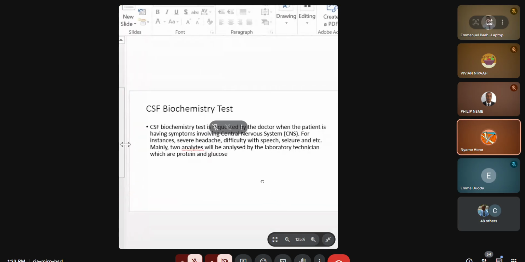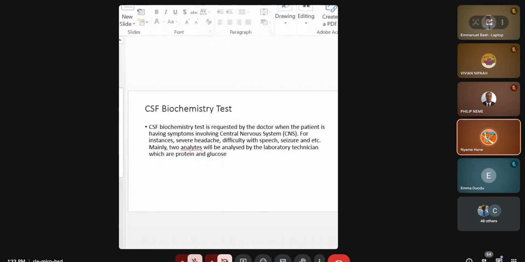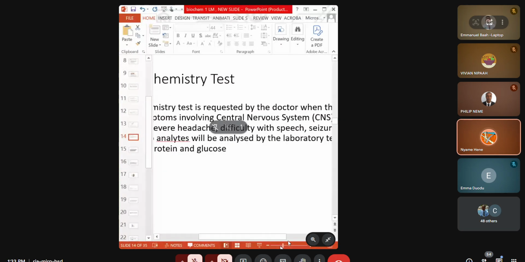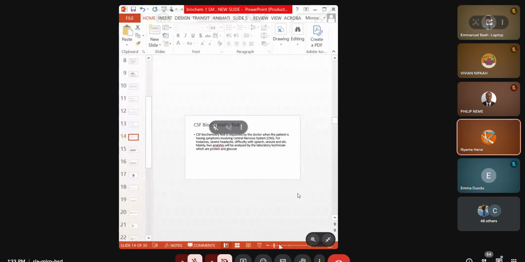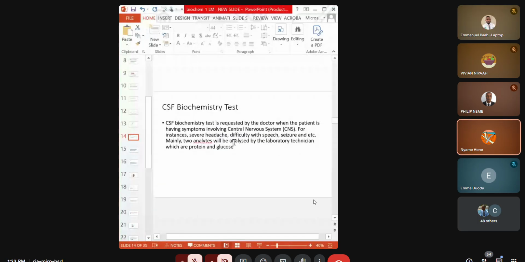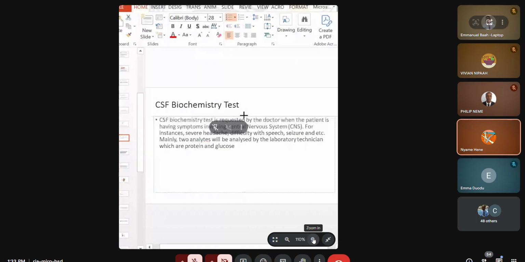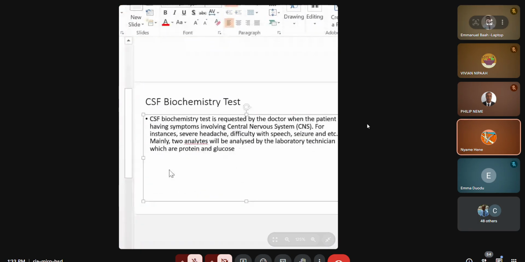Oh, can you see? Let me increase the size. Oh, sorry. How do I increase the size? Can you see?